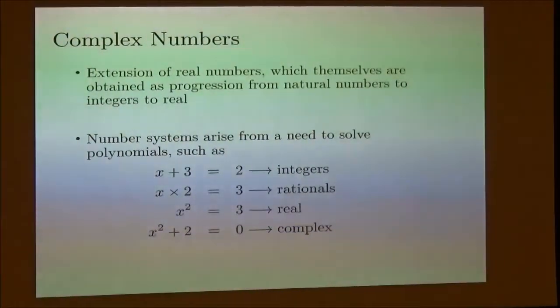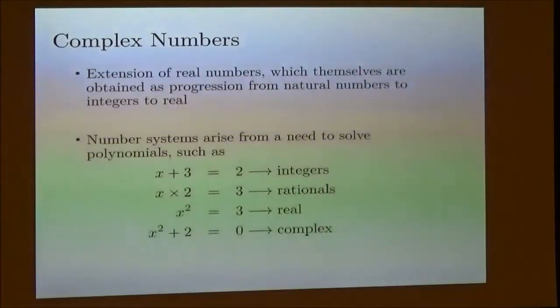But then we progressed to integers, we progressed to real numbers, and finally, when we got to maybe high school, we started talking about complex numbers, right? We had complex solutions to polynomial equations. And that's how number systems actually arise. If you have a very simple polynomial like this, you get an integer as a solution. If you have a polynomial like this, you need to bring in rational numbers to find a solution.